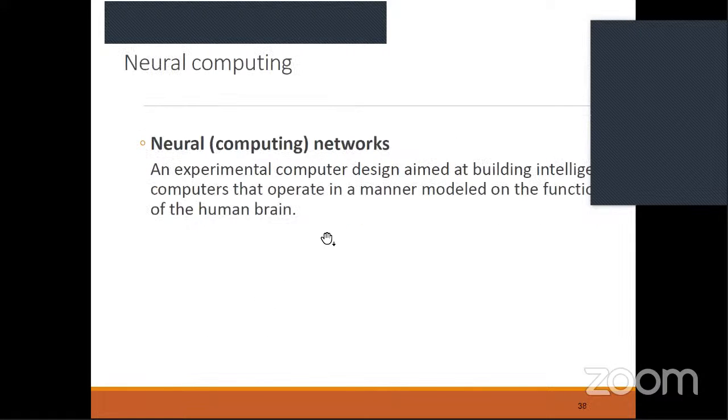One more thing about AI: AI is incomplete without neural computing, because it resembles the human brain. A neural network is basically a collection of connected neurons having certain weights on their links, and it resembles human biological neurons. In humans, biological neurons get activated when they receive a signal. Similarly, computational neurons get activated when they receive data.